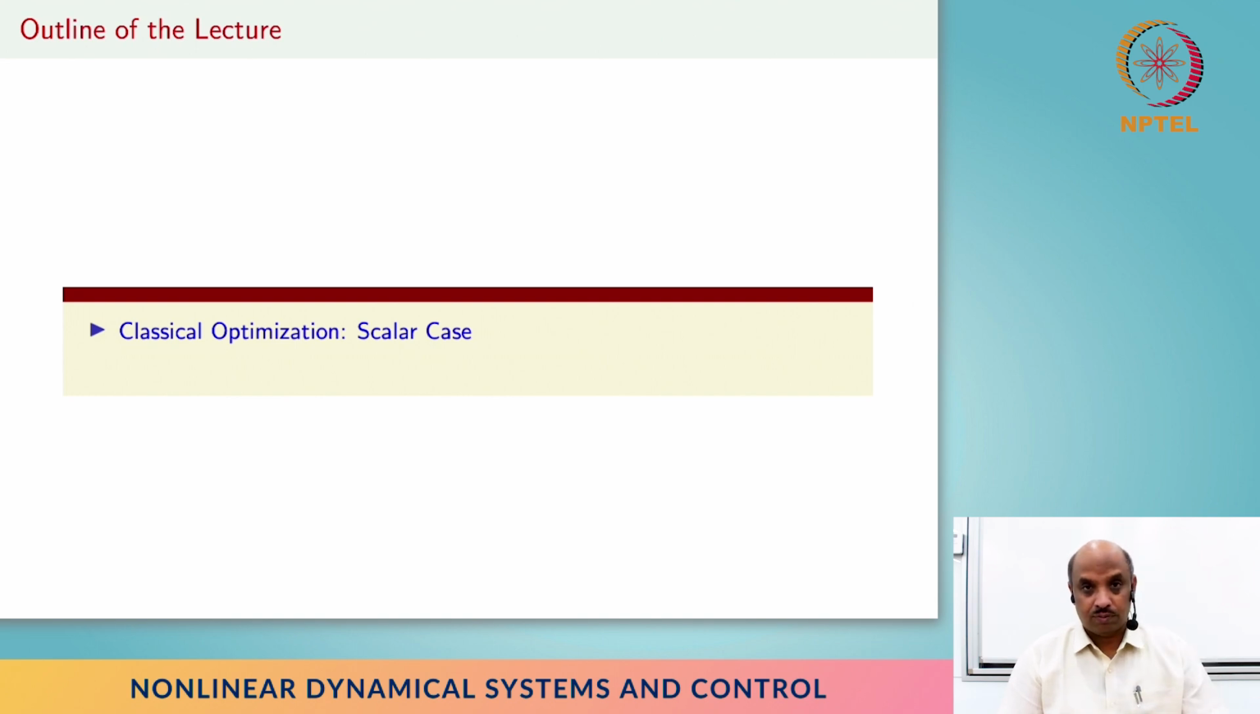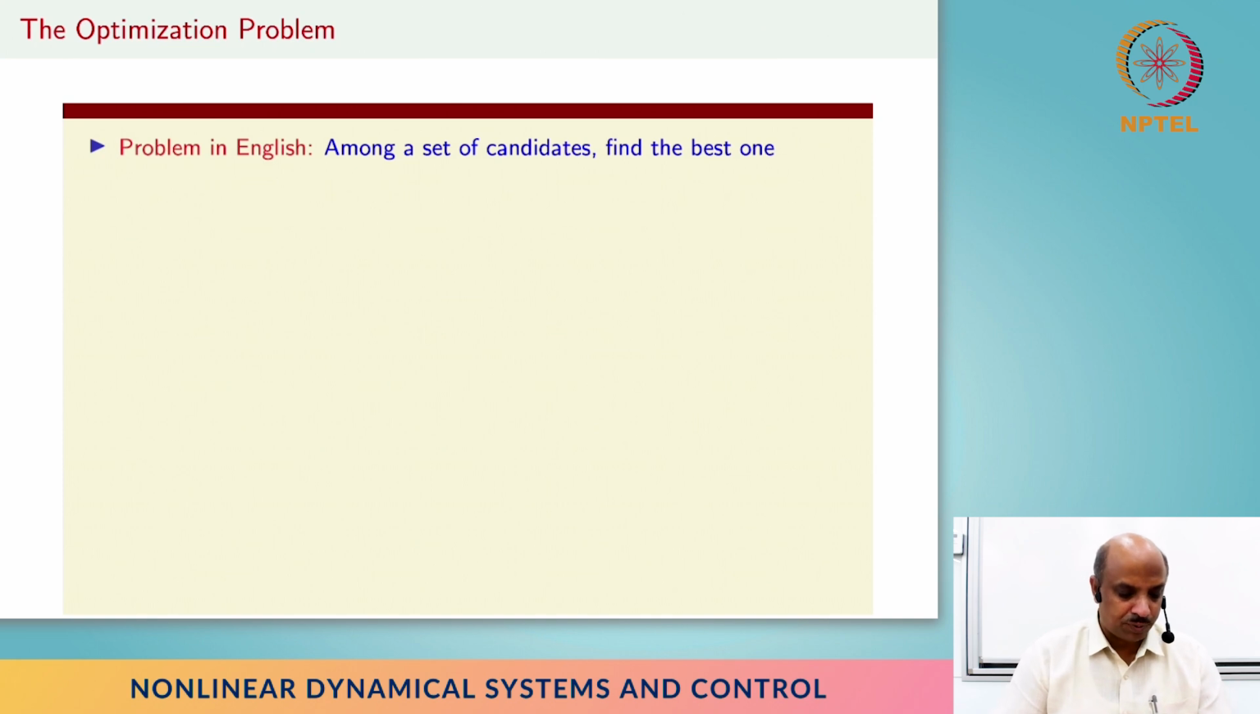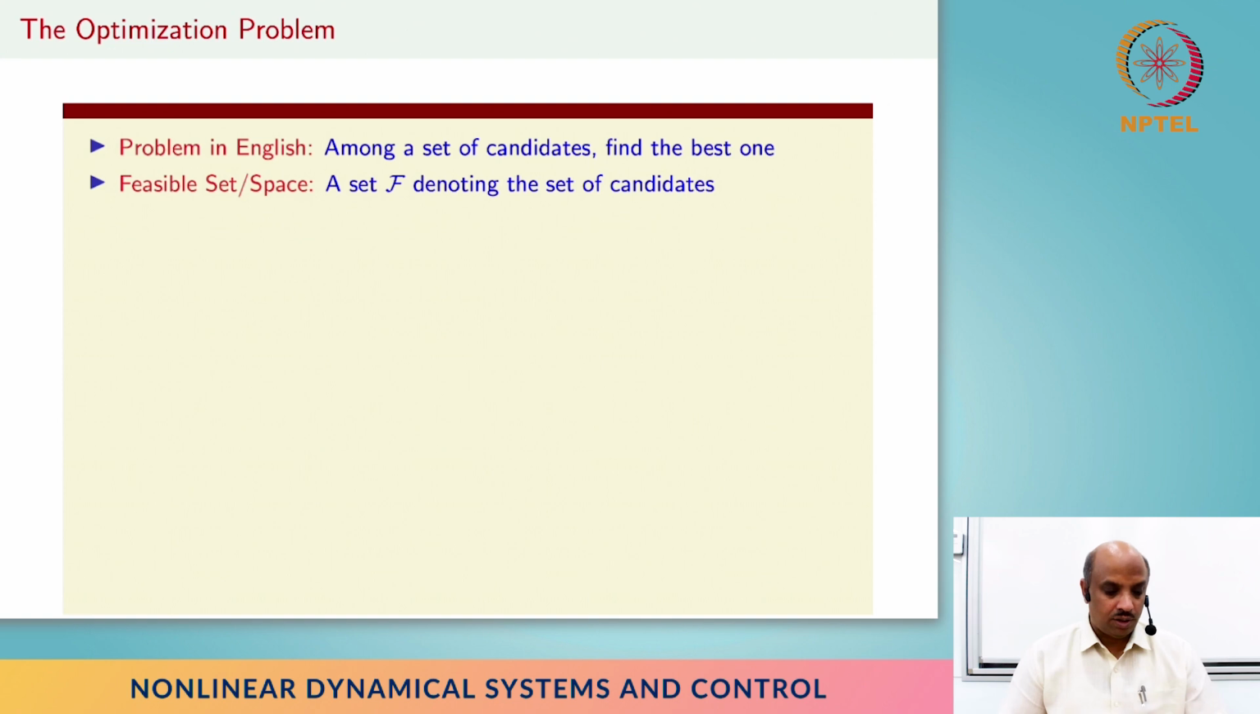We'll look at the most basic thing called scalar optimization. Then we will look at the vector extension to it, and eventually we'll go to functional optimization, right? So what is an optimization problem? In English, basically, among a set of candidates, find the best one, right? So there could be many questions there, but we will slowly try to address each one of them, right?